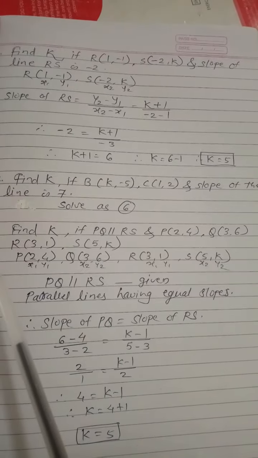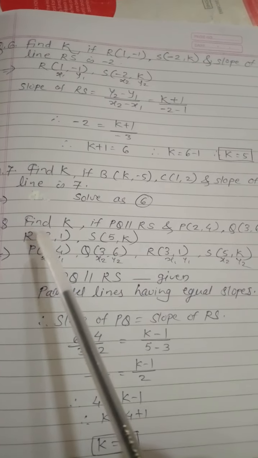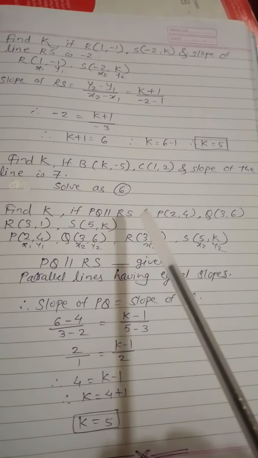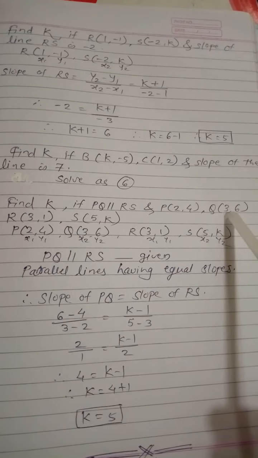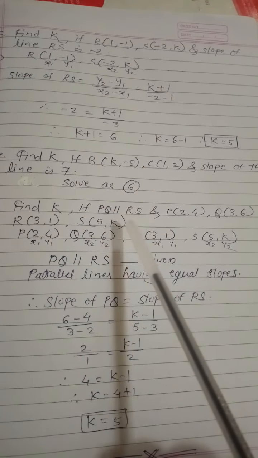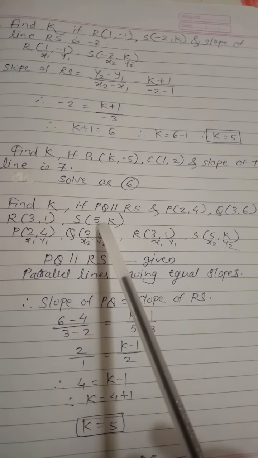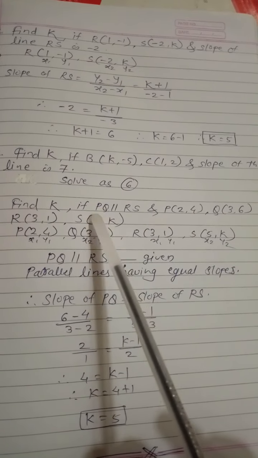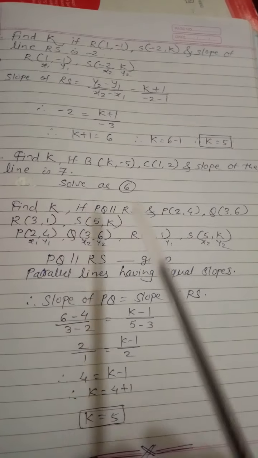Now we are going to do question number 8. Find k if PQ is parallel to RS, and P has coordinates (2, 4), Q is (3, 6), R is (3, 1) and S is (5, k). Again you are given the 4 coordinates and that PQ is parallel to RS. You have to remember that if lines are parallel, they have the same slope, and we have to find k.